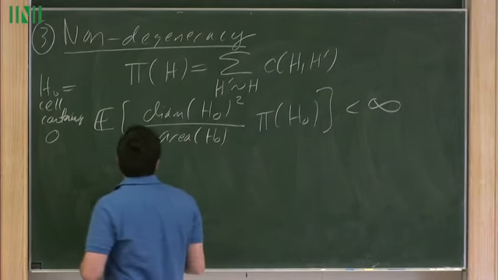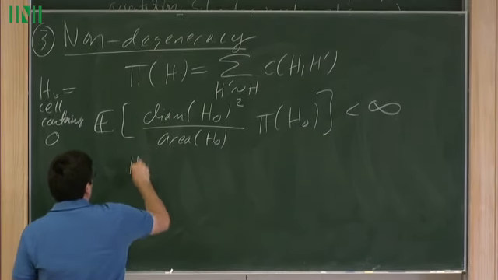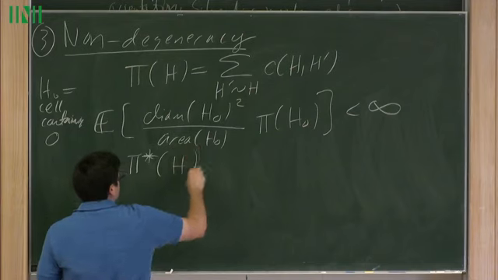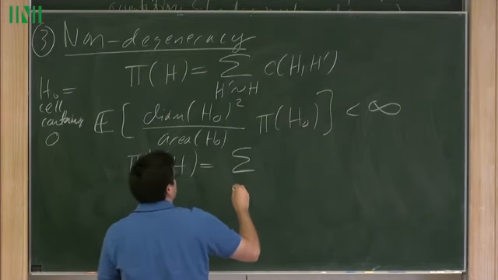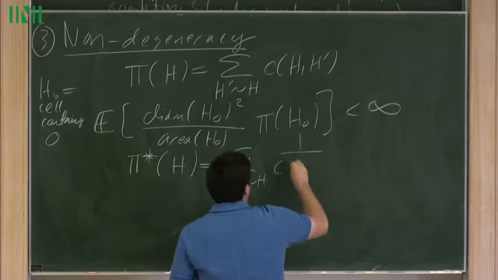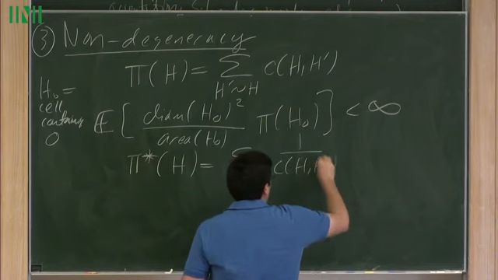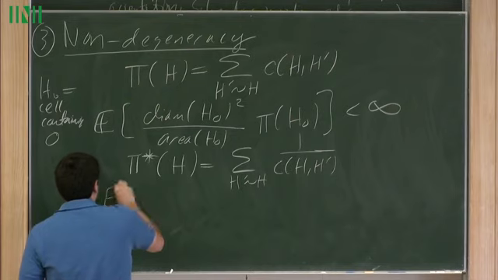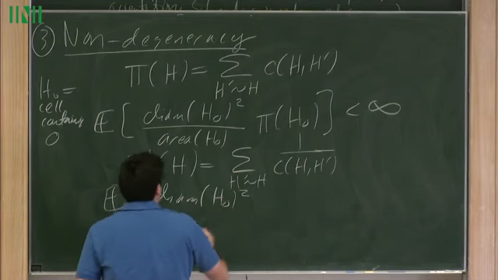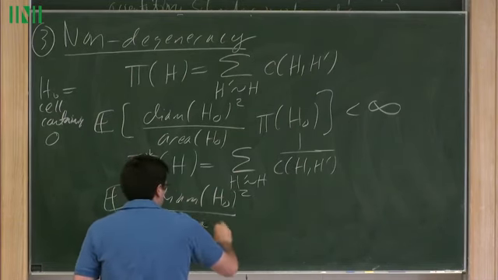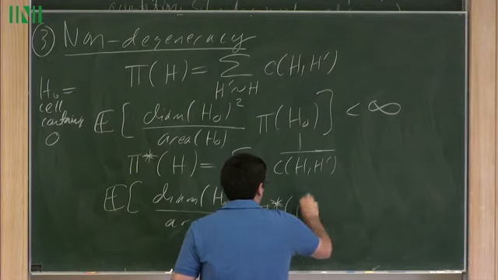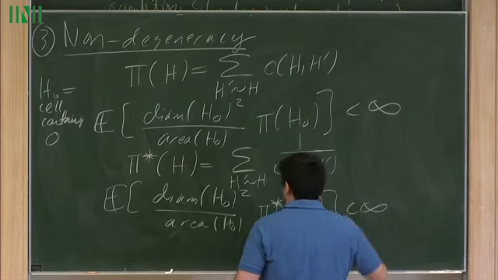And you also need another condition, which is that if you define a sum in the same way, but instead of looking at the sum of the conductances, you look at the sum of 1 over the conductances, then the other condition is that the expectation of the diameter of your origin containing cell squared divided by area times this pi star of h0 also has to be finite.